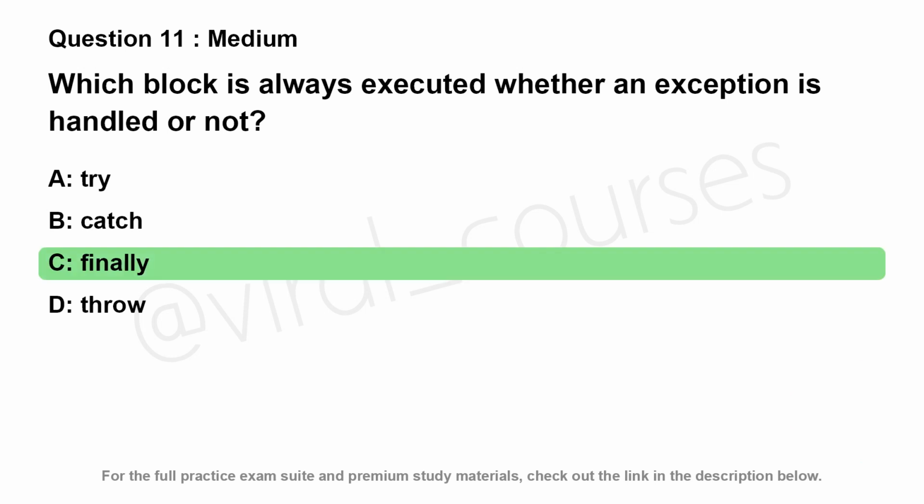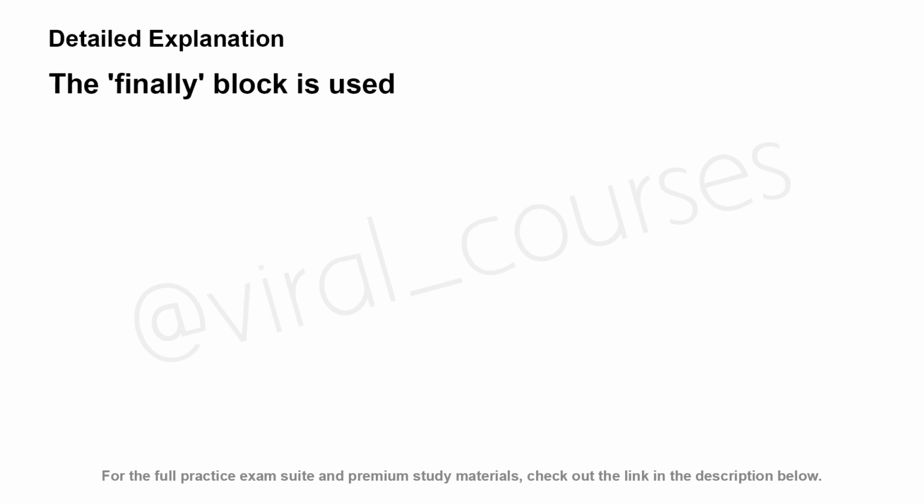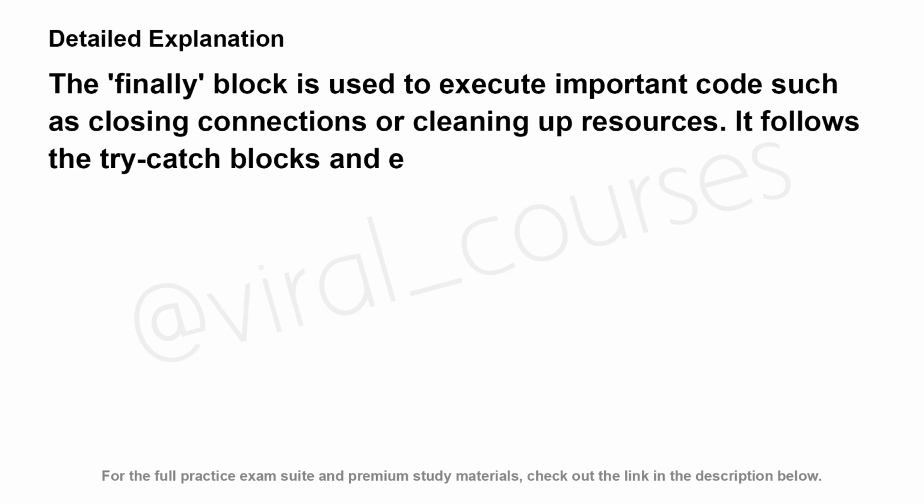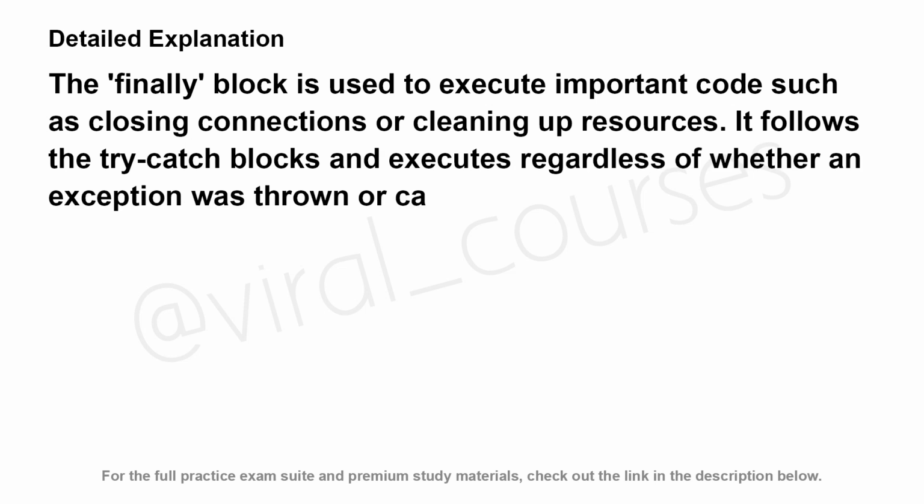The correct answer is C. The finally block is used to execute important code such as closing connections or cleaning up resources. It follows the try-catch blocks and executes regardless of whether an exception was thrown or caught, ensuring resource safety.